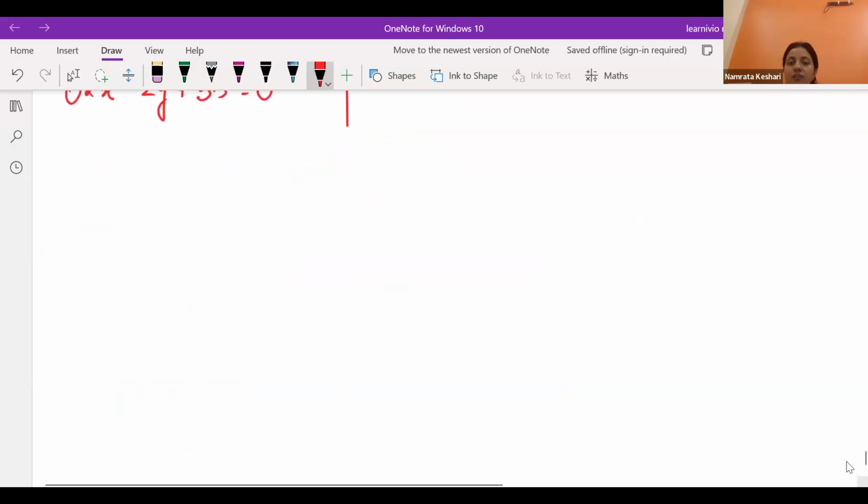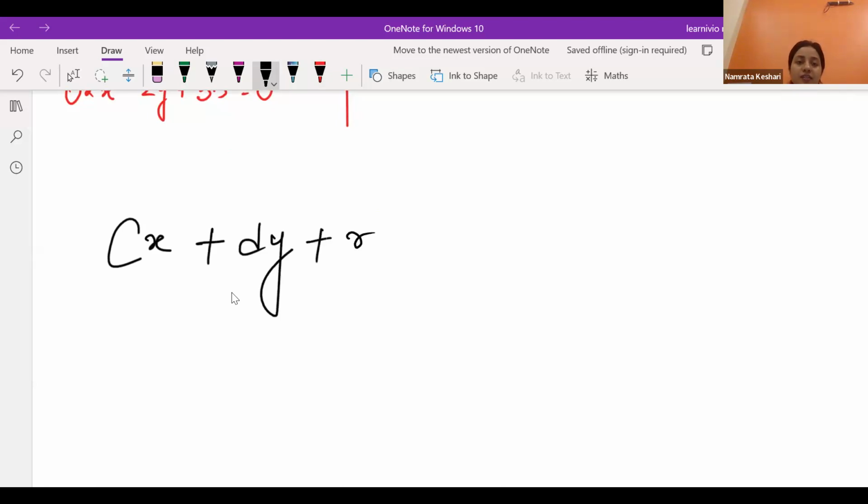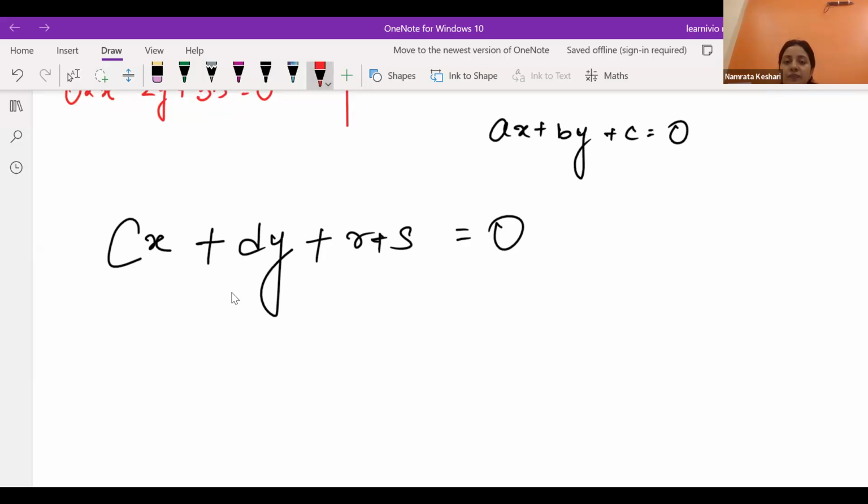Suppose I'm making one and our example looks like this: Cx plus dy plus r plus s is equals to 0. It's already in a standard form. Can you see that? Now again, the same question I'm going to ask: if it is in a standard form, can you tell me what is A, what is B, what is C?